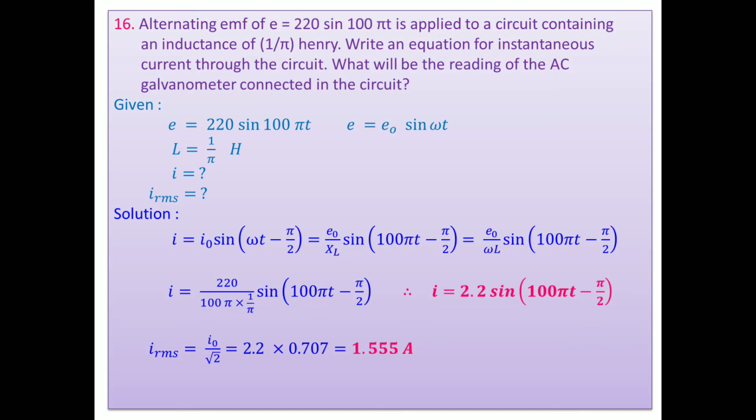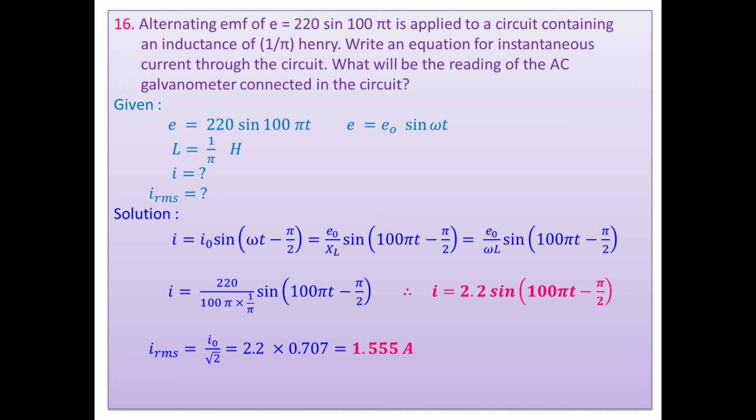Simple numerical is there. Alternating EMF E equals 220 sin 100 pi t is applied to a circuit containing an inductor of 1 upon pi Henry. Write an equation for instantaneous current through the circuit. What will be the reading of the AC galvanometer connected in the circuit?